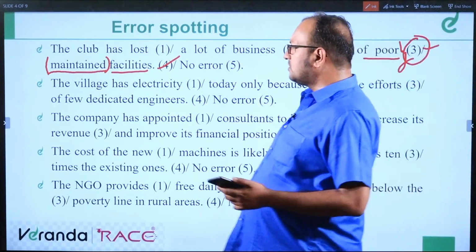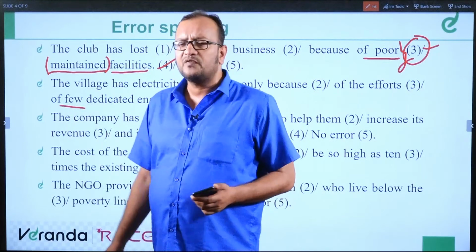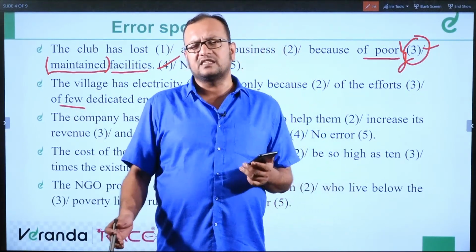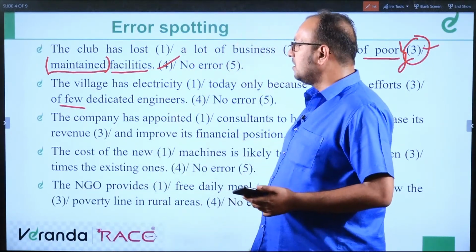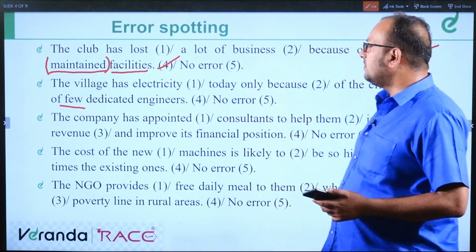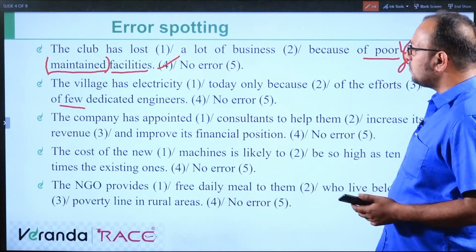Many students would think that there's an error in this part, few dedicated engineers. But we often say, right, there are few good men who are taking care of the society. Few good men, few good people. So in this case, should it be a few or few? Let us revise the question. The village has electricity today because of the efforts of few dedicated engineers.